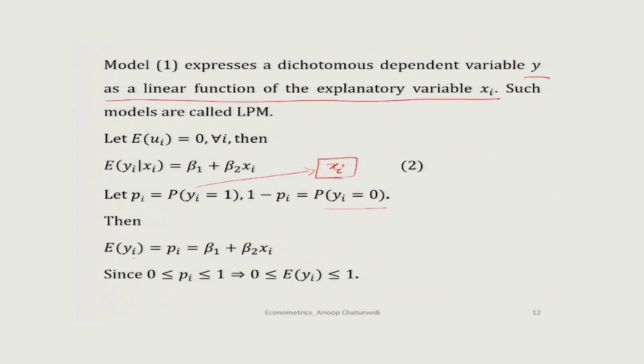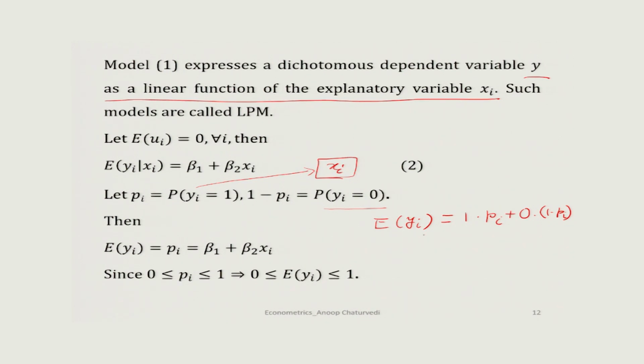Then the expected value of yi is equal to, of course, yi takes value 1 with probability pi. So, expectation of yi is equal to 1 into pi, plus it takes value 0 with probability 1 minus pi.